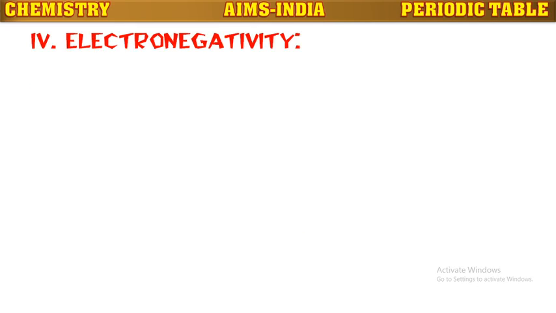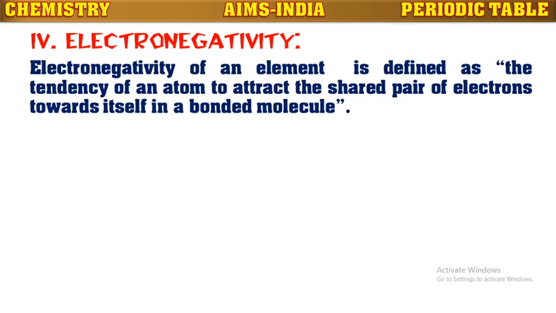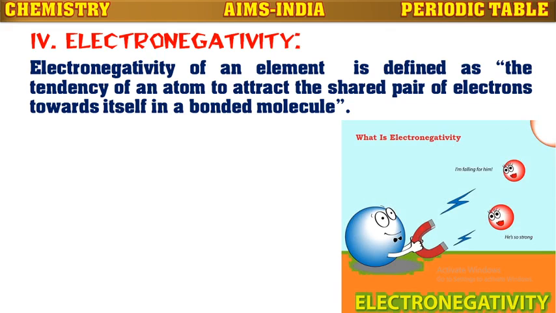Next property, electronegativity. Electronegativity of an element is defined as the tendency of an atom to attract the shared pair of electrons towards itself in a bonded molecule. If we consider two atoms bonded by a covalent bond by sharing a pair of electrons, the tendency of an atom to attract these paired electrons towards it is called its electronegativity.